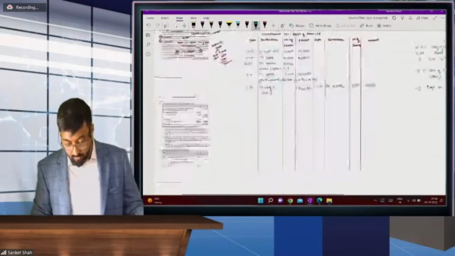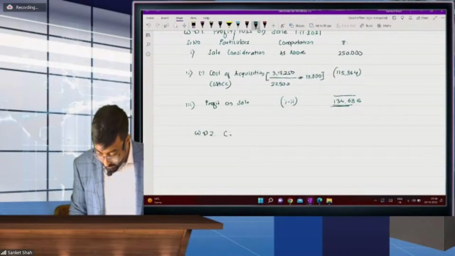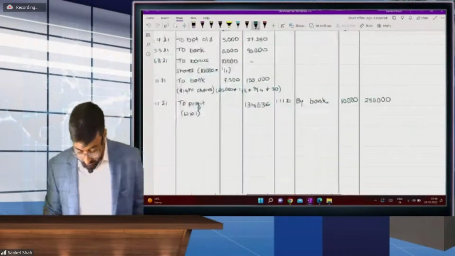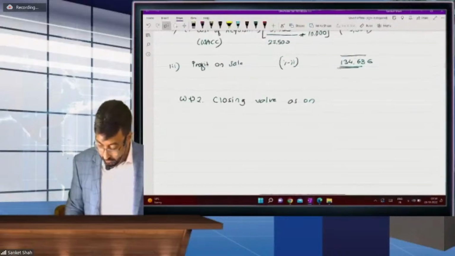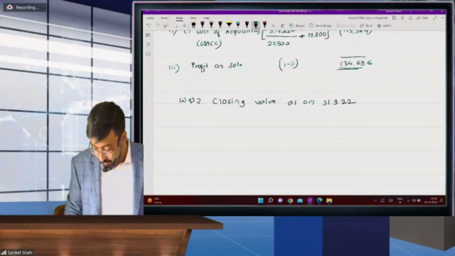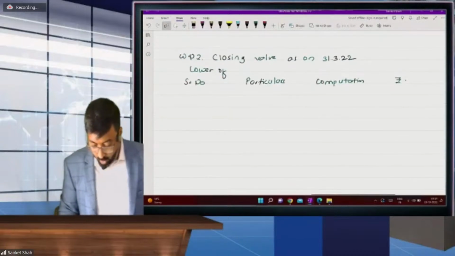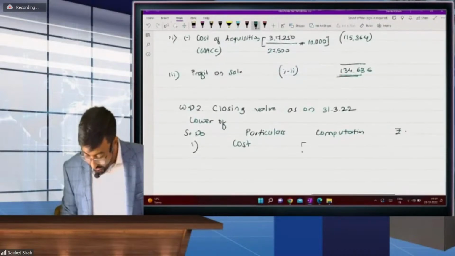And now, last working note, closing value as on 31st March. Lower of cost or market value. Serial number, particulars, computation, rupees. Roman 1, cost. So cost is now already calculated.